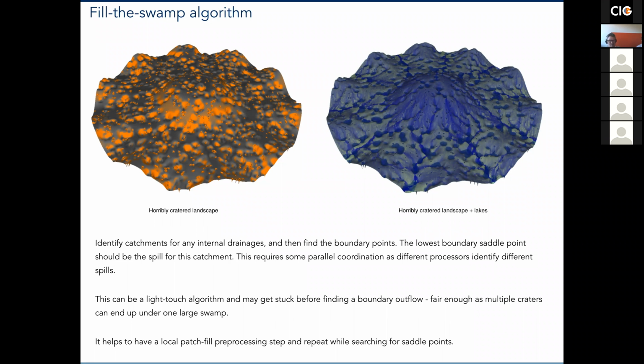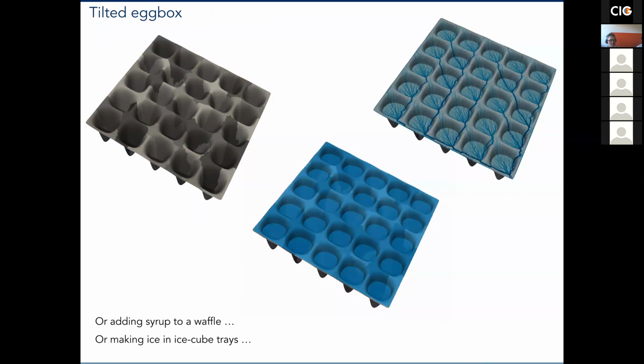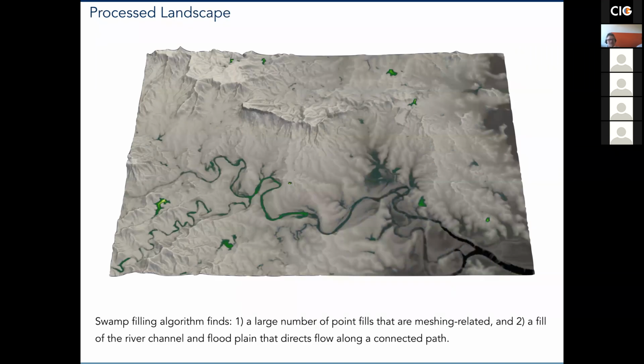And this is really something that we don't think there's a general algorithm for, so we give you bits and pieces to make that. As an example, many people may have seen before, where tilted egg box or tilted waffle, that we have to fill it up first to find out where the flow goes next. And so this is the result of applying that swamp filling algorithm to the previous landscape that I showed.